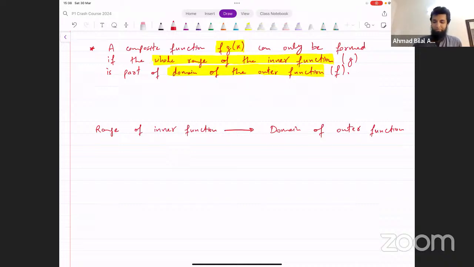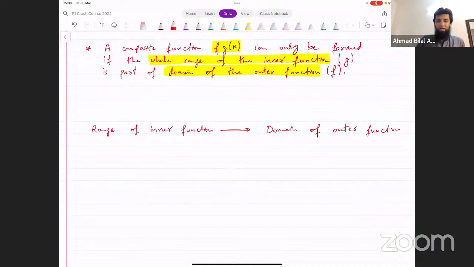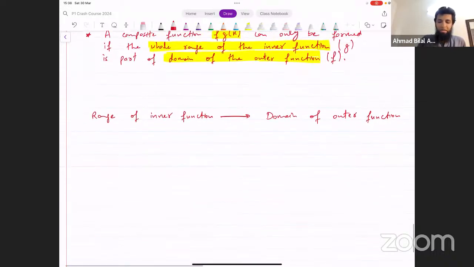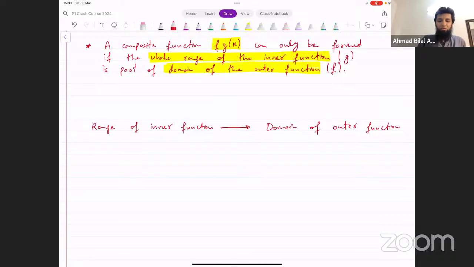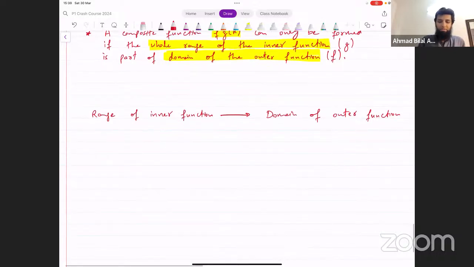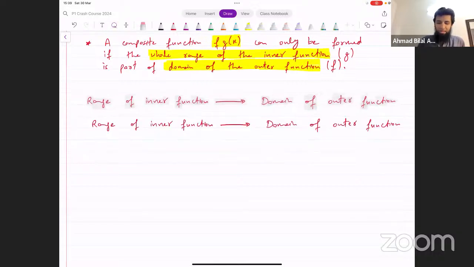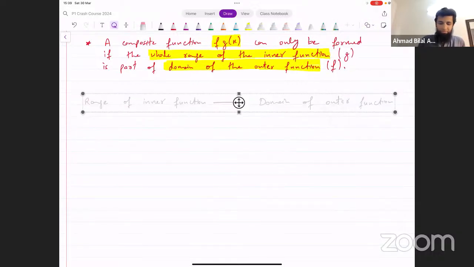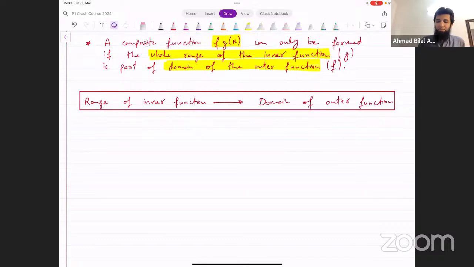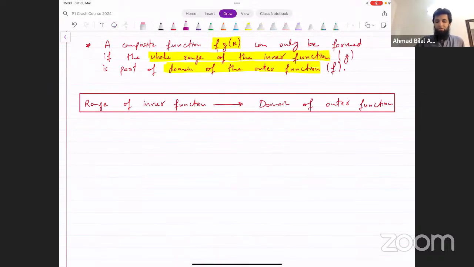All right. Now that's one thing that you need to know about the domain and range of composite functions. This is the condition for the composite function to be formed. For a composite function to be formed, this has to be true. Now, another thing is, you should be able to figure out the domain of the composite function from the domain of the inner function. And that works like this.